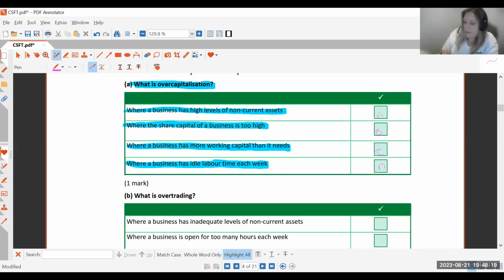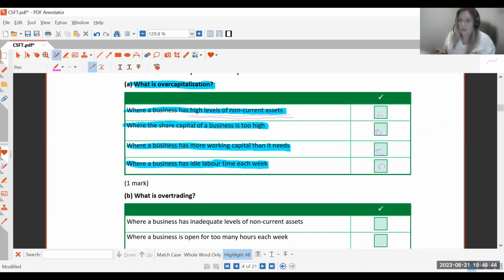Okay, so we think maybe it's A, high levels of non-current assets. Well, this is going to depend really on the business. Some businesses are going to have high levels of non-current assets. Think about EasyJet, for instance. They own lots of planes. Planes are non-current assets. They have lots of them. So it wouldn't be the high levels of non-current assets.